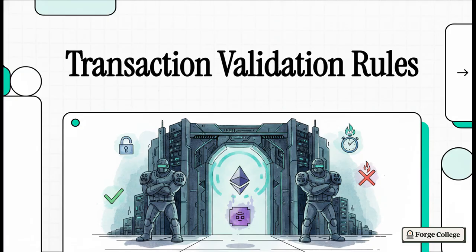Well, today we're zooming in on transaction validation rules. You can kind of think of these rules as the ultimate, totally unforgiving VIP bouncer for the Ethereum network. We're going to dive into the incredibly strict entry gates that a transaction absolutely has to pass before it's allowed to do, well, literally anything at all on the blockchain.